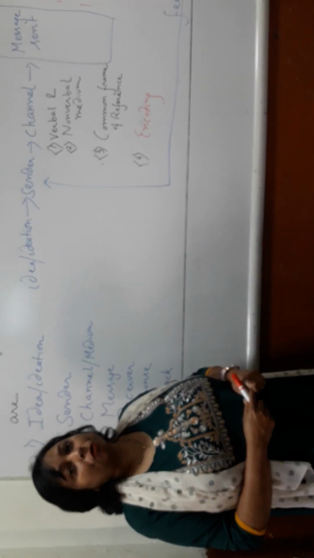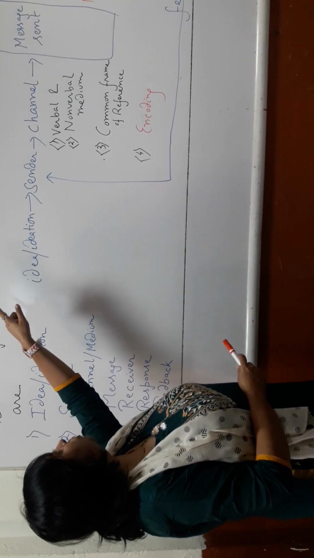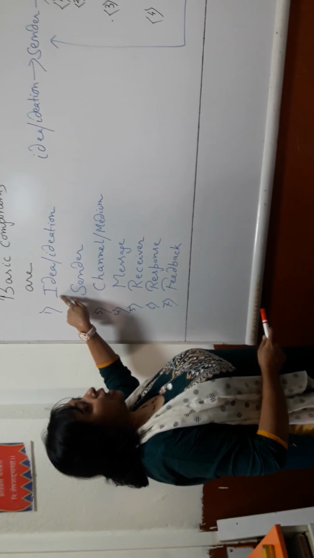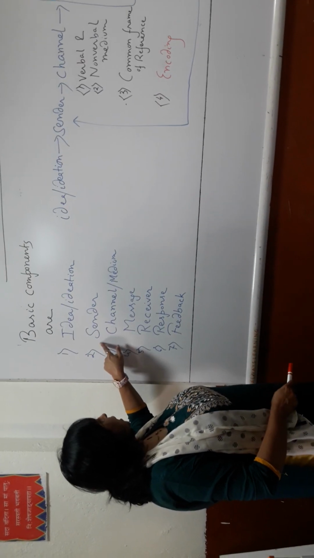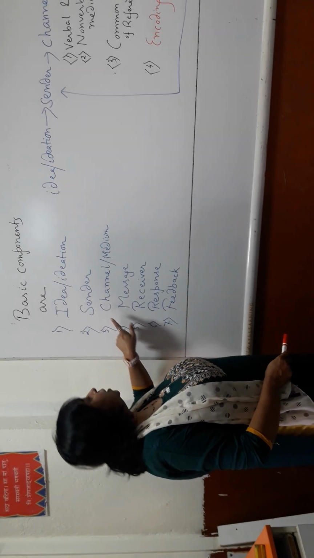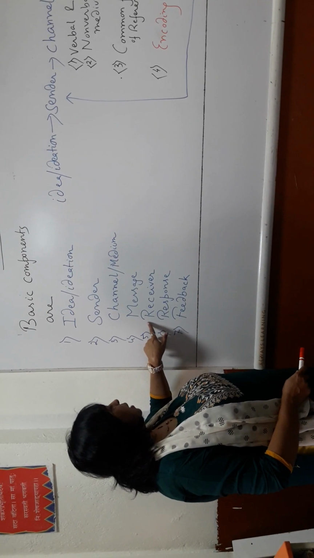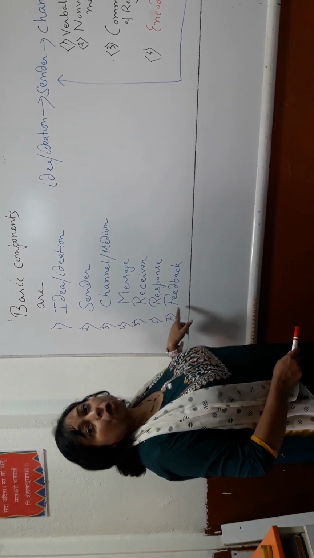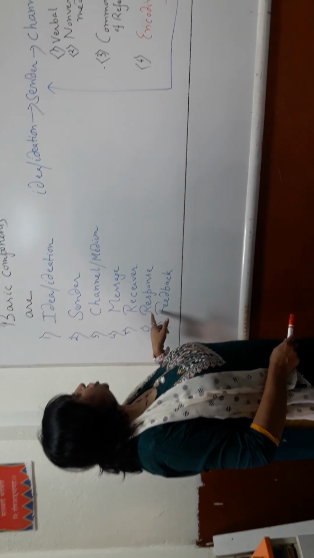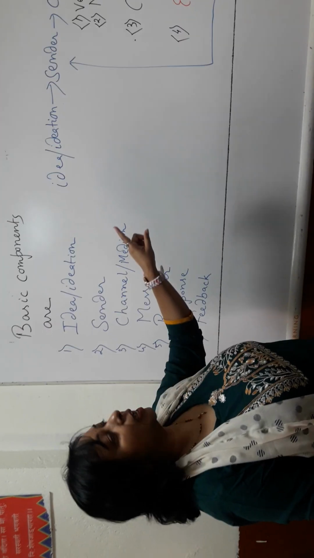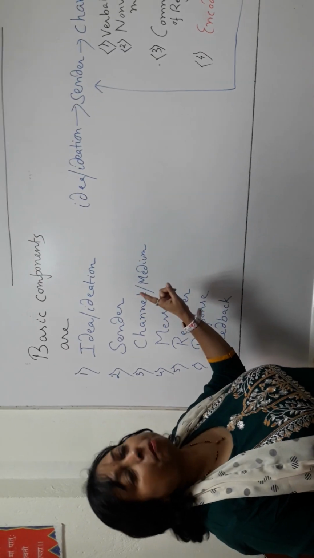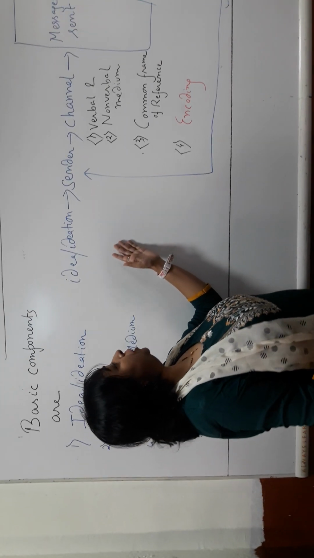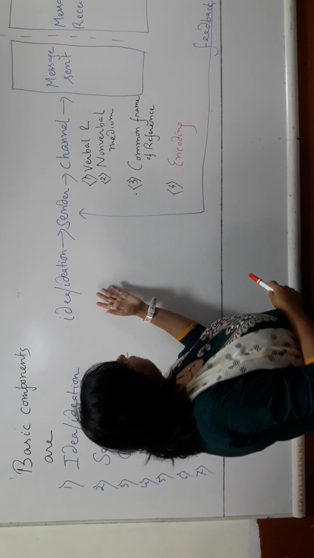Now I am going to the question that is called process of communication. The basic components are the idea and ideation, sender, channel and medium, message, receiver, response and feedback. With these 7 components, I am starting the question and I am going to the base diagram of the process of communication. Now, coming to the process of communication, this diagram is very important.